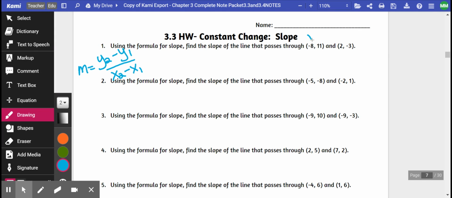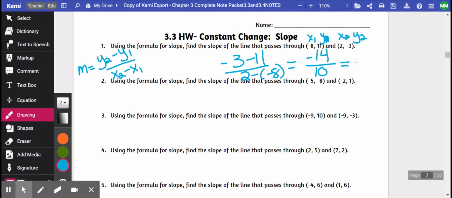So we have this as our first x and first y, second x, second y. So I'm going to have negative 3 minus 11 over 2 minus negative 8. So this would be negative 14 over 10, and that can simplify to negative 7 over 5.